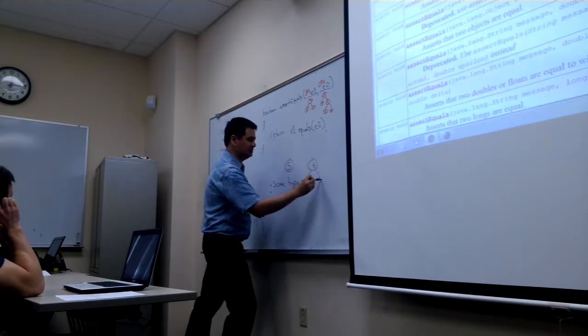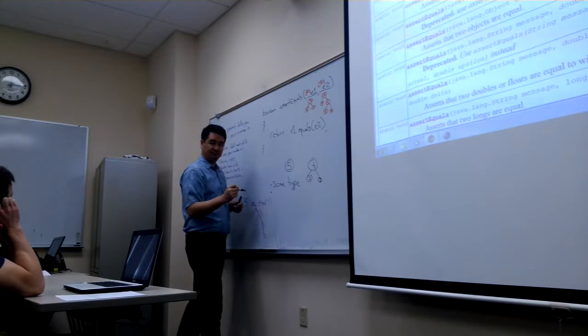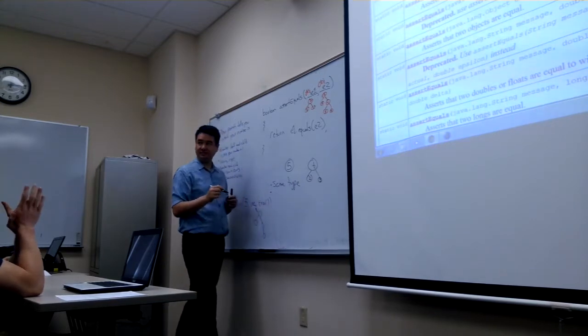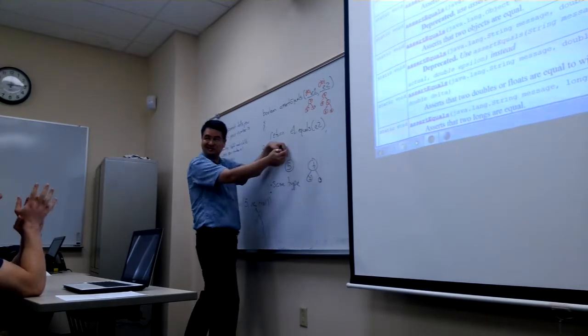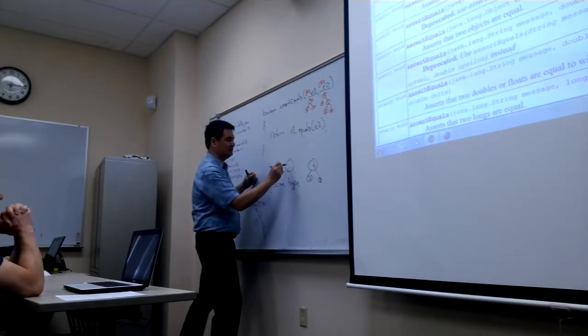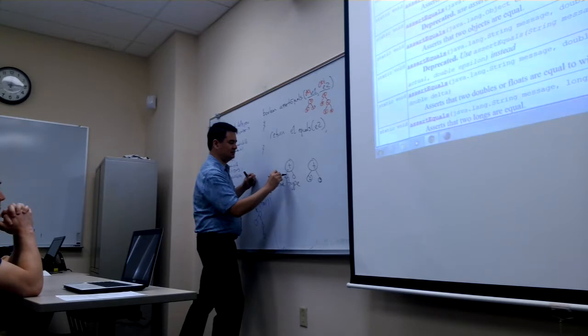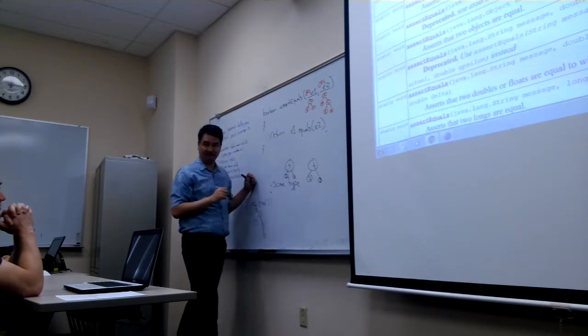Well, if I gave you 2 plus 3 and 5, those are not the same. They're both numbers, but they're not the same type. This is a constant, this is a plus. And 5 was achieved by just putting in 5. If I gave you 3 plus 2, nope, still not the same.